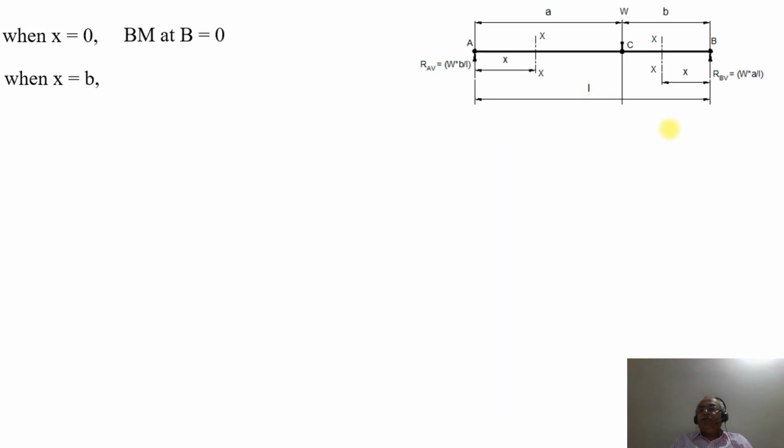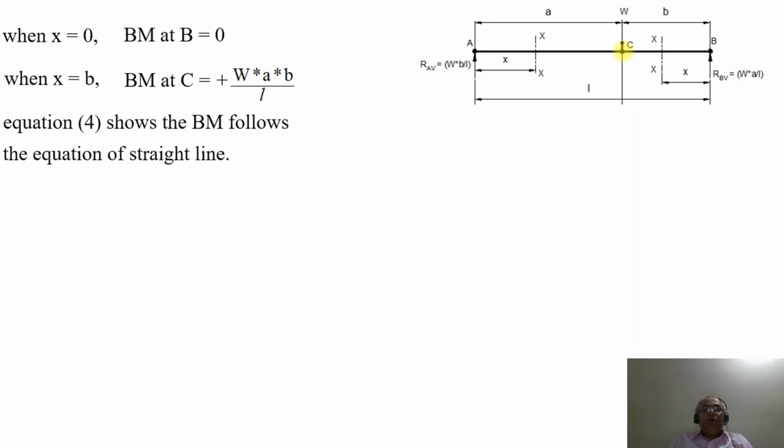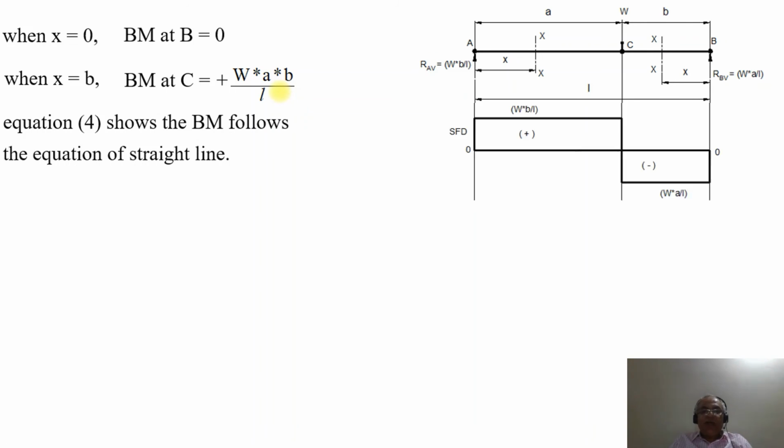When the value of X is equal to B, what happens? W into A by L into X, put X equal to B. We get the bending moment at the point C, so BM at C will be equal to plus W into A into B by L. So considering from A to the point C, it is W into A into B by L, and from B towards the point C, again it is equal to W into A into B by L. Equation 4 shows that since the power of X is only 1, it follows the equation of a straight line.